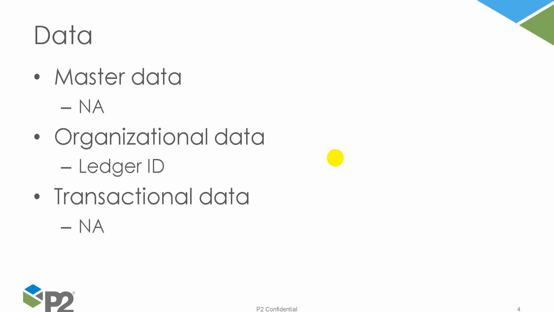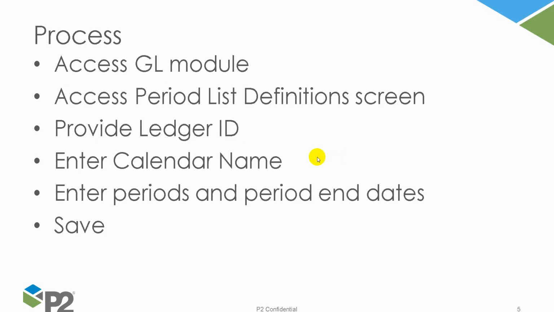As for the data involved, all we need at this point is the ledger ID. The process is as follows. We first need to go to the GL module. We then need to go to the period list definition screen. We will provide the ledger ID, enter the calendar name, then enter the periods and period end dates. After that, we can go ahead and save.